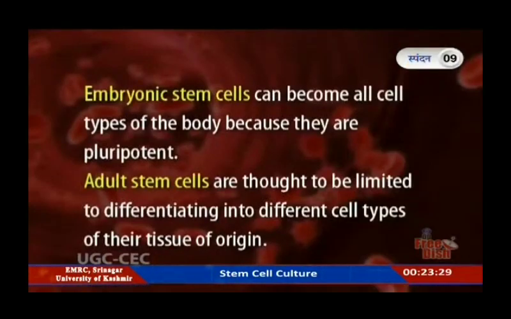Now, let us see the similarities and differences between human embryonic and adult stem cells. Both have advantages and disadvantages regarding potential use of cell-based regenerative therapies. One major difference between adult and embryonic stem cells is their different abilities in the number and type of differentiated cell types they can become. Embryonic cells can become all cell types of the body because they are pluripotent, while adult stem cells are thought to be limited to differentiating into different cell types of their tissue of origin.